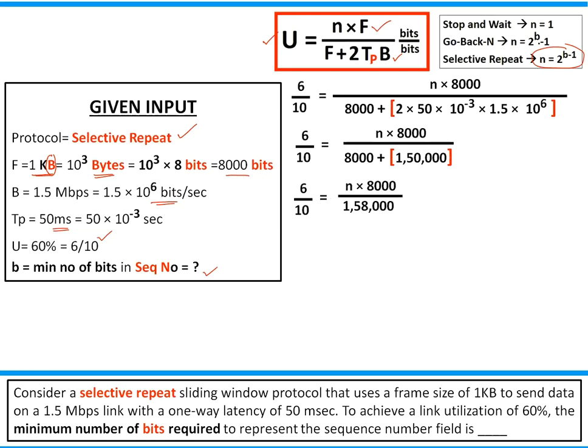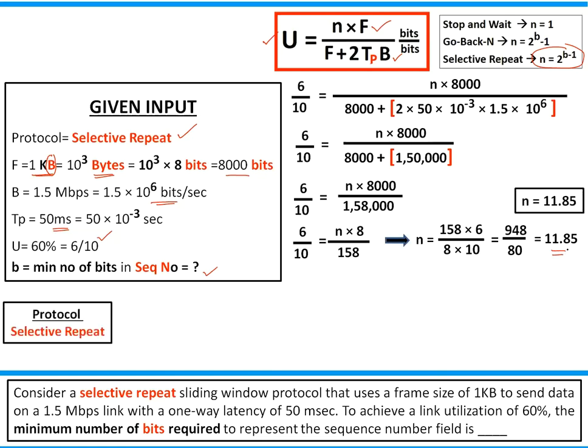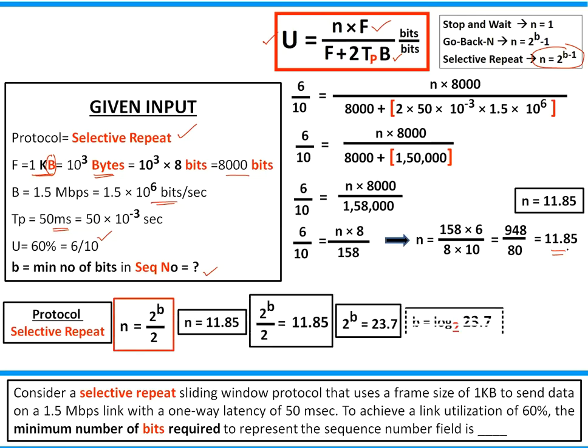Simplify. N is equal to 11.85. But I don't want n. I want b. 2 power b by 2, n is equal to 11.85, that is b is 5 bits, guys. So answer will be 5 bits, guys. So the only thing is you have to collect the data, identify the formula, and solve it in a proper way. Fine.